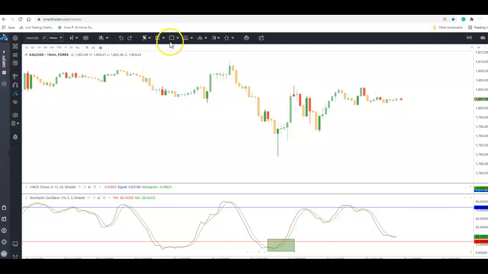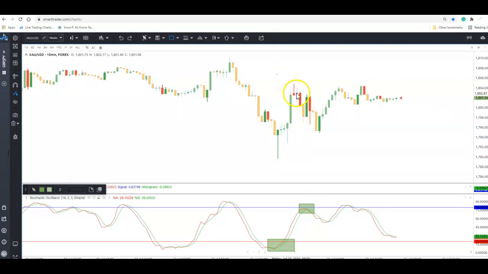And then what happens? Stochastics is overbought, and we have a hammer on top here. You take your trade on the next candle, and it went all the way down for about 88 pips. And when I saw this green candle starting to form, I exited the trade. So that's two trades.